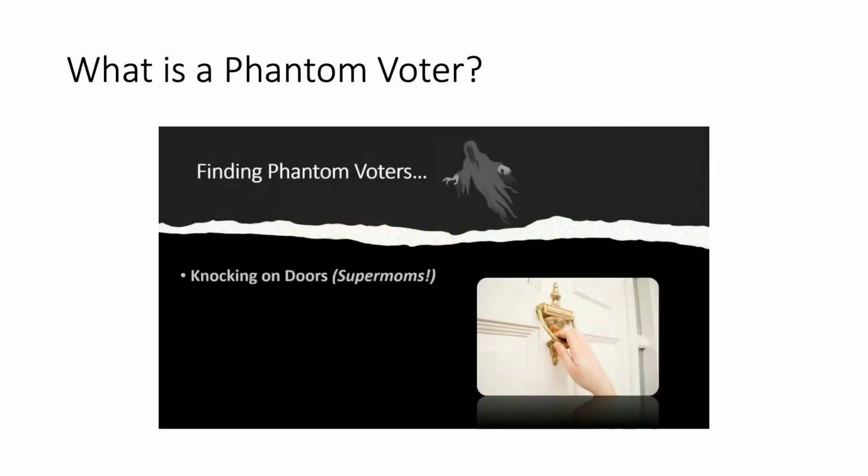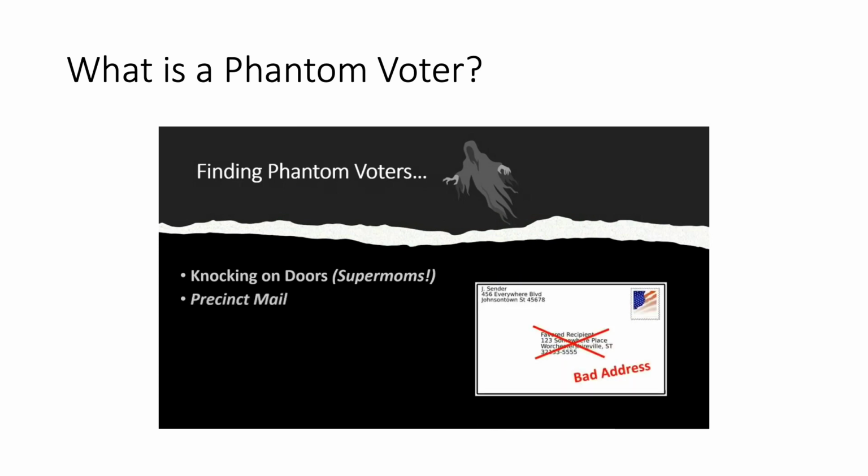So how do we find these phantom voters? Well, it's a lot of work, but the best way is to knock on doors, and that's where our supermoms come in. Another way is using precinct mail. If you mail everyone in a precinct a letter, many of the letters will come back with a bad address that you can investigate.